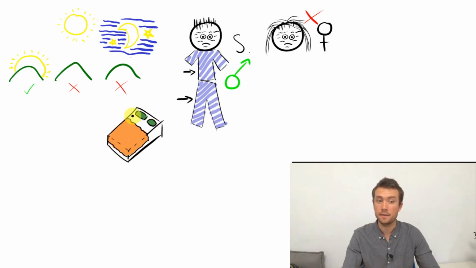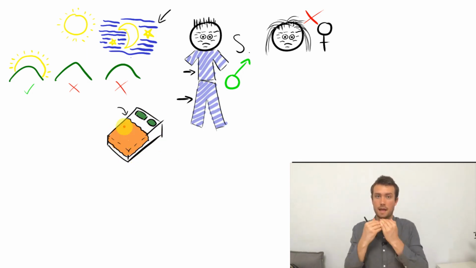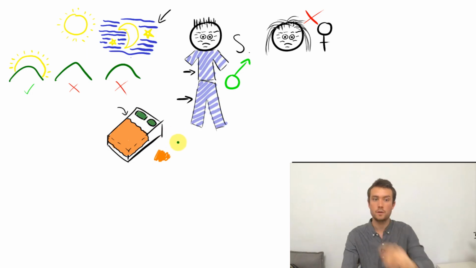This is a bed. This is Mr. Smith's bed. His bed. At night, Mr. Smith wears his pajamas, sleeping in bed. Mr. Smith's bed has an orange blanket and green pillows.